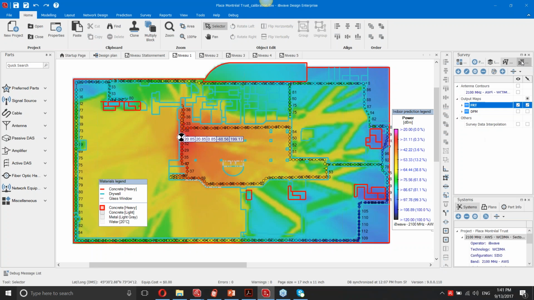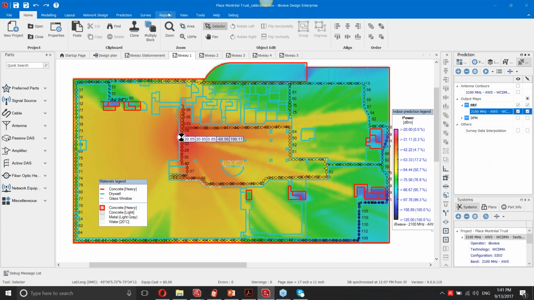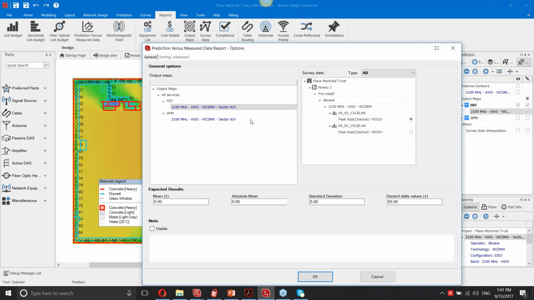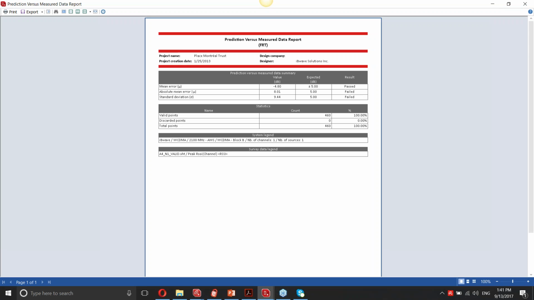Then what I need to do next, I am going to run a prediction using default or uncalibrated values. And then I'm going to go to reports and say prediction versus measured data. So I'm going to choose validation data. Okay, so I have a fairly high absolute mean error of about 8 dB and a fairly high standard deviation of 9.5. So let's remember those two numbers, 8 and 9.5. Those are the absolute mean error and standard deviation for default prediction.